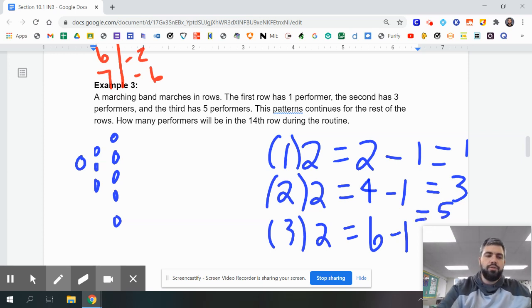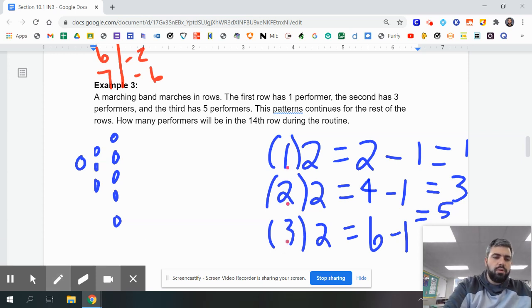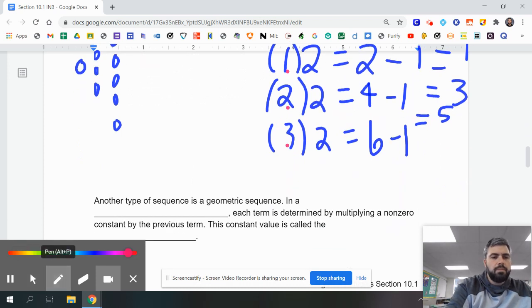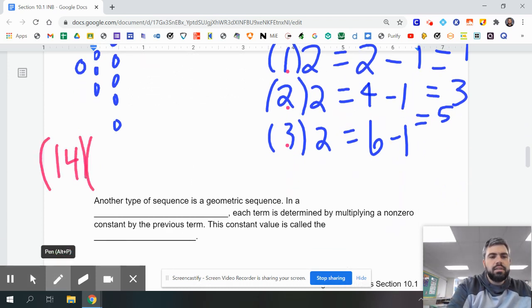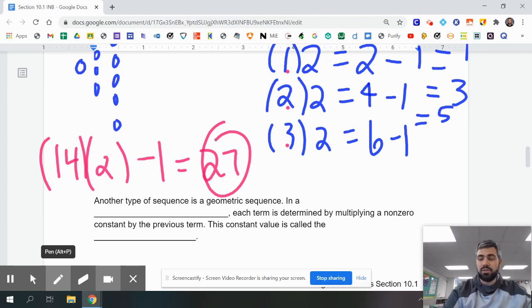So how do you think we can figure out the 14th row? We're going to say, these were the number of rows. So I'm going to take the 14th row times 2 minus 1, because I multiplied it by 2 and then subtracted 1 every time. So 14 times 2 minus 1 is 27. So how many performers would be in the 14th row? 27 performers. And we can do this with any arithmetic sequence, thinking of it the same way. As long as we know at least 2 of our terms, we can figure it out, okay?